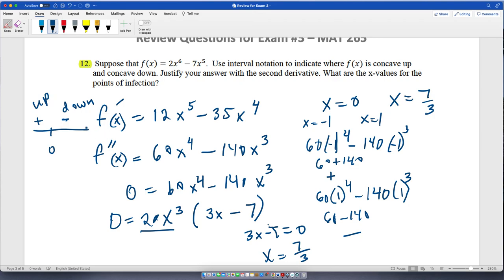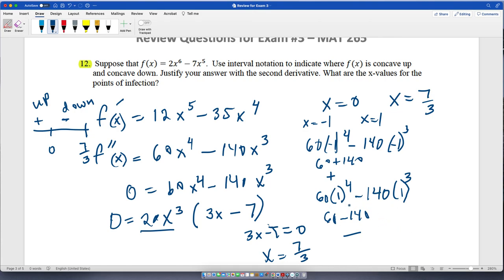So I'll just put down, up. And then I have the other place, 7 thirds. And I could plug in a point to the right of that, because I know that in between there's got to be a sign change. 2 is a good number. No, 2 is not big enough. 3. 3 is probably the biggest one. So then I plug in 3, and I could just see, okay, 3 to the 4th times 60, that's going to be positive. 3 cubed is going to be positive, so that's negative.